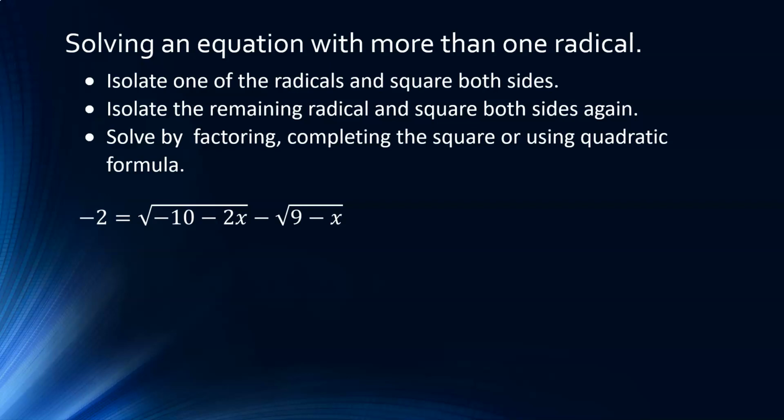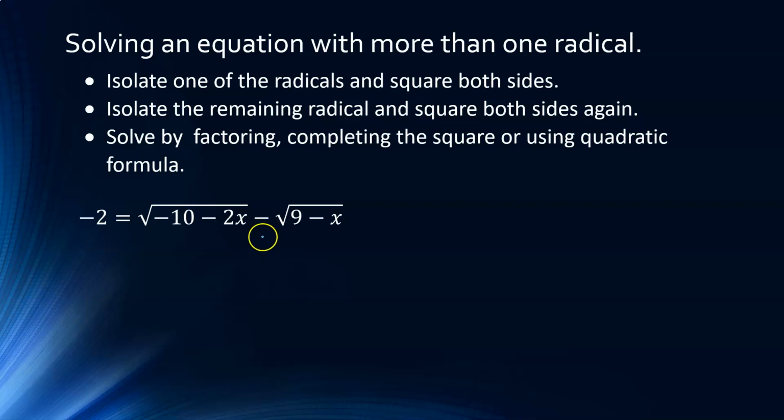So the first thing, we're going to isolate one of the radicals and square both sides. So we're going to get one of the radicals by itself, and then we're going to square both sides. Then after we do that, we're still going to end up with a radical, and you'll see why in a little bit. So write down these 3 bullet points. Isolate the remaining radical and square both sides again. And then what's left over will be a quadratic, so you can solve that quadratic by factoring, completing the square, or using the quadratic formula. So again, this is not going to be easy.